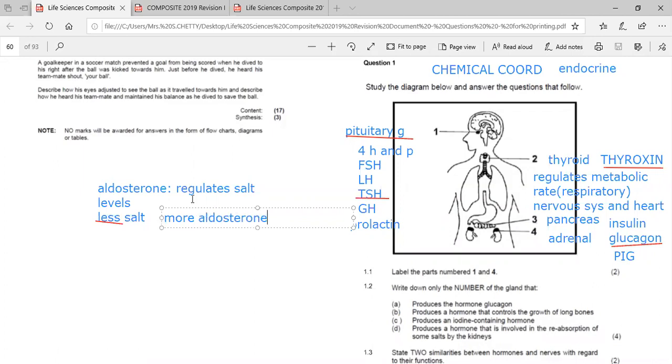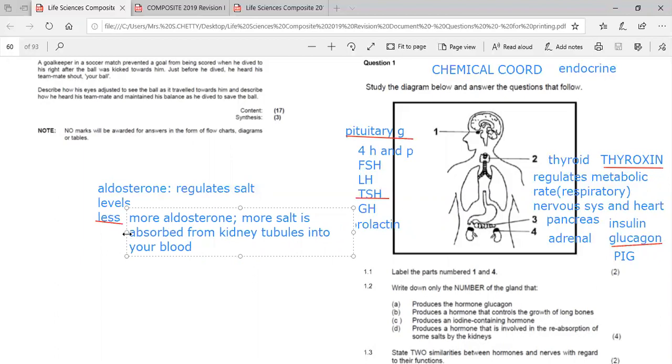More aldosterone will be produced, causing the tubules to absorb more salt from the kidney tubules, because you know your target organ is your kidney, from your kidney tubules into your blood. You've got to say into your blood, because where is it going to be absorbed into? Because you want the salt levels to increase in your blood. So more salt is absorbed from, we use the word reabsorbed, isn't that so? Because it was absorbed at first. Remember, the word is reabsorbed. Oh, there we go, we got it.